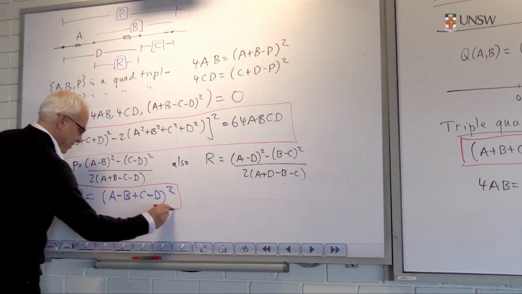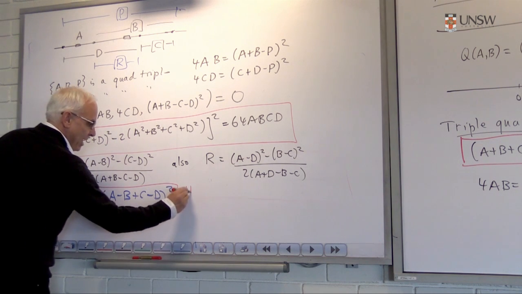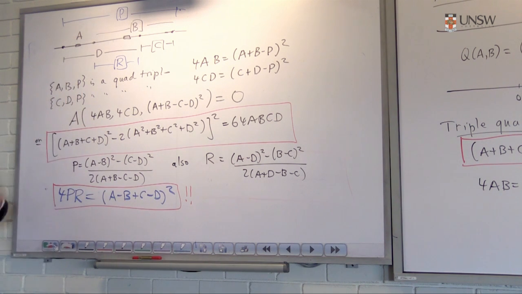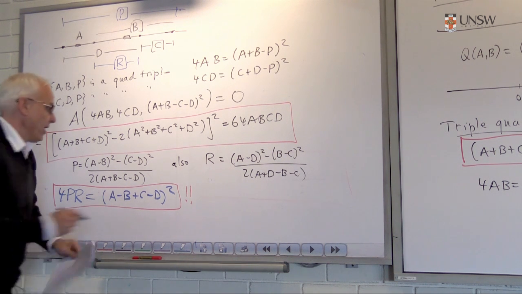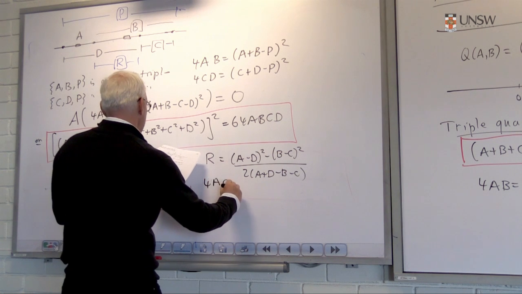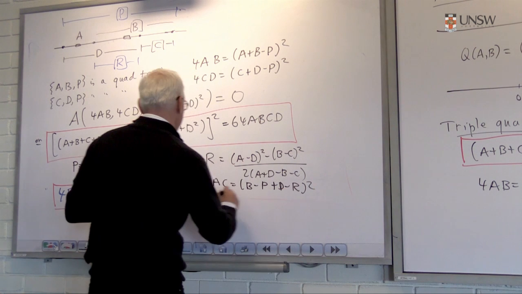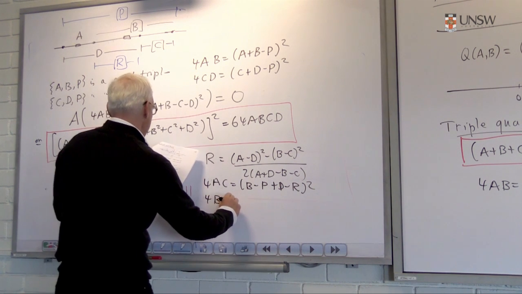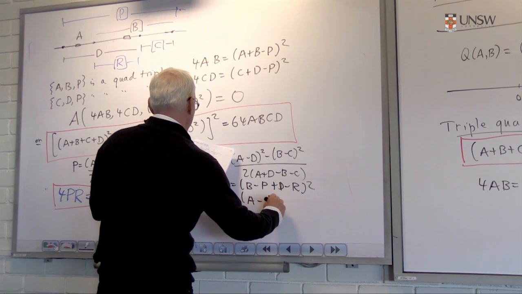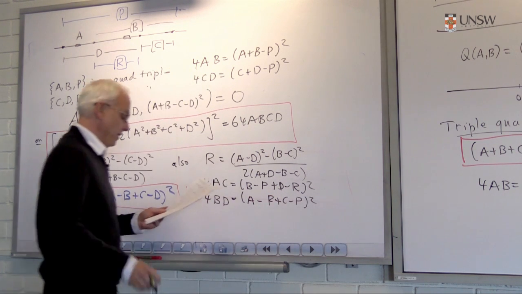So a bit of magic at this stage allows us to take the product of these two expressions and simplify, just using sums of squares and differences of squares and so on, to get that formula there. And similarly, we get formulas for the other two. So we have 4ac equals (b minus p plus d minus r) all squared, as well as 4bd equals (a minus r plus c minus p) all squared.